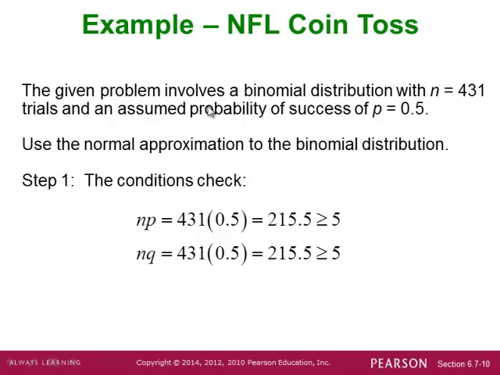Now, the given problem assumes a binomial distribution with 431 games played, so n is 431. N is the sample size, right? So 431. And an assumed probability of success of p is equal to 0.5. So that means q is also equal to 0.5. So we're going to check our conditions here. np is 431 times 0.5 is 215.5. That's certainly greater than or equal to 5. nq is also greater than or equal to 5.